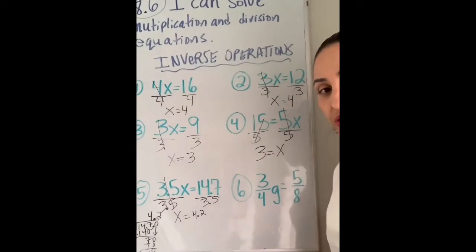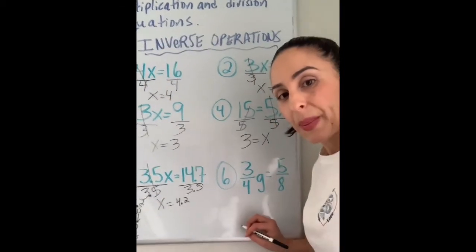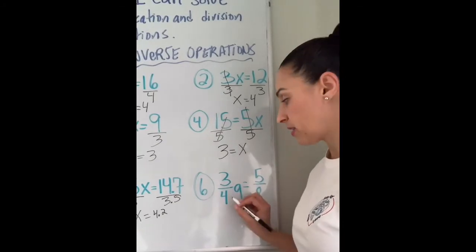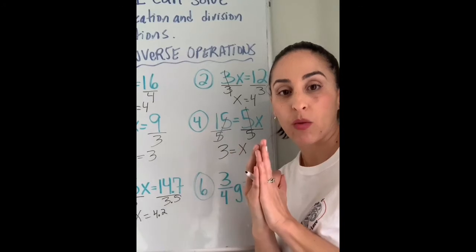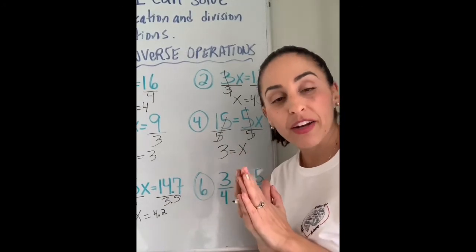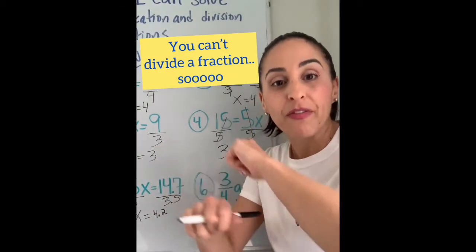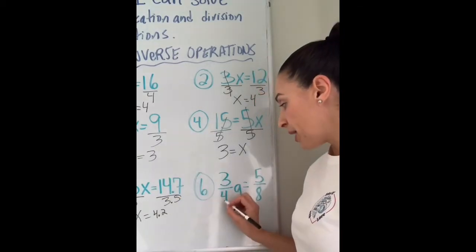The last one for today, or for this lesson, is 3/4 times g gives me 5/8. They're multiplying. Right now, the g and that fraction are multiplying. What's the opposite? Division. So how do we divide fractions? Do you remember? We really can't divide a fraction. You have to flip it, find the reciprocal, and multiply it. So we're going to do that. I'm going to find the reciprocal.